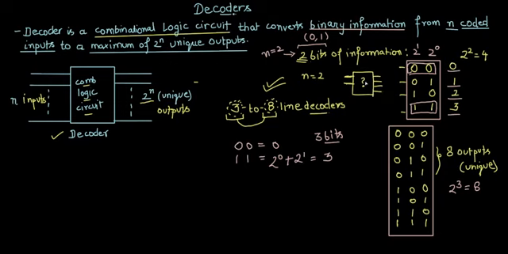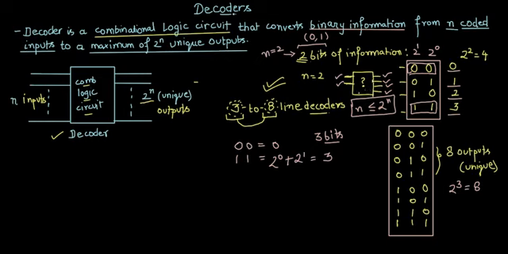Basically it is a combinational circuit, and if you give it n bits of information, it is going to give you 2 raised to the power n outputs, and it can even be fewer than 2 raised to the power n. This is the formal relation that I have drawn here. A decoder can have n inputs and less than or equal to 2 raised to the power n outputs.